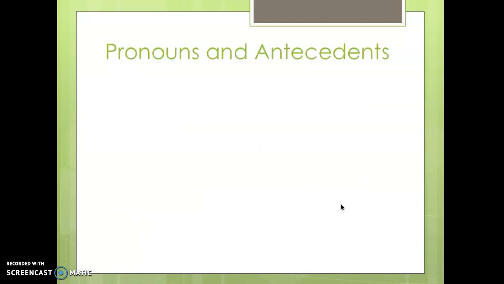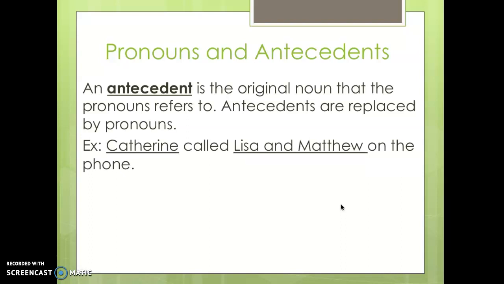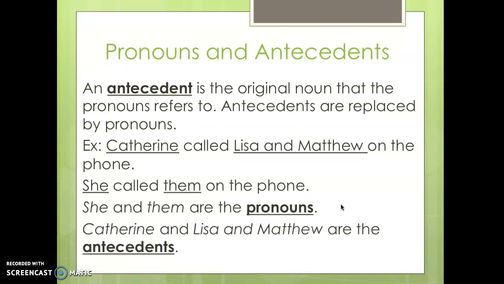Let's look at the difference really between pronouns and antecedents for just a second. An antecedent is the original noun that the pronoun refers to. Antecedents are replaced by pronouns. So in that example we looked at, Catherine called Lisa and Matthew on the phone. She called them on the phone replaces those antecedent nouns with pronouns. She and them are the pronouns. Catherine and Lisa and Matthew are the antecedents.